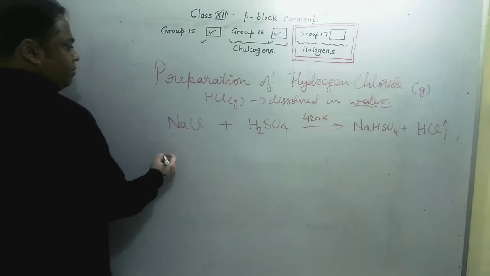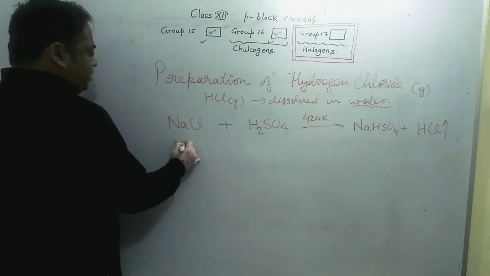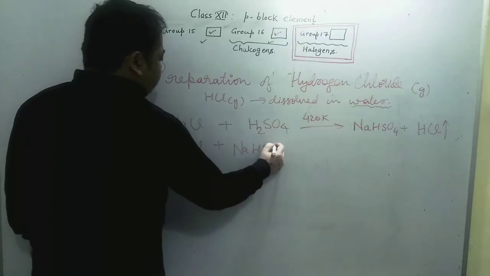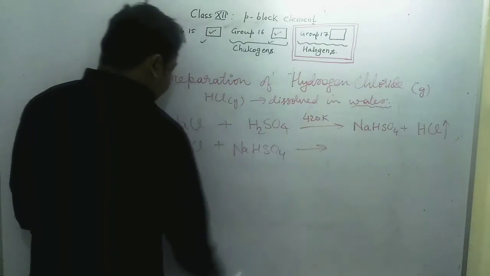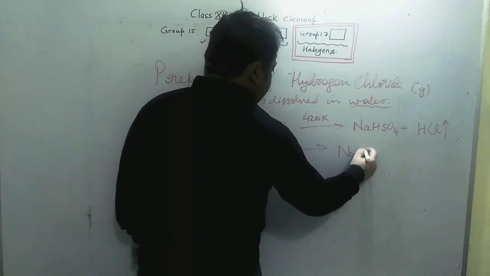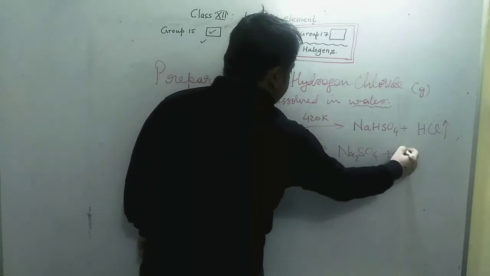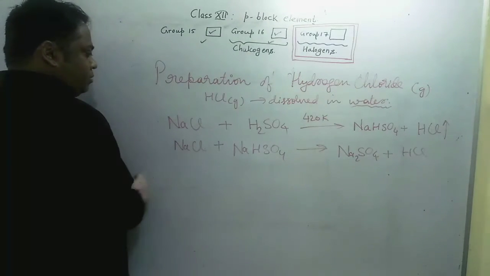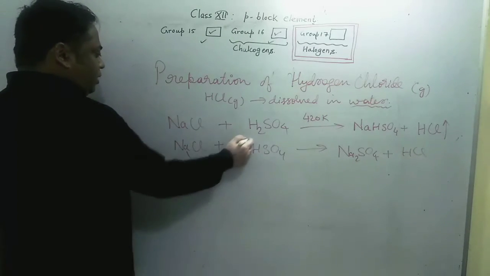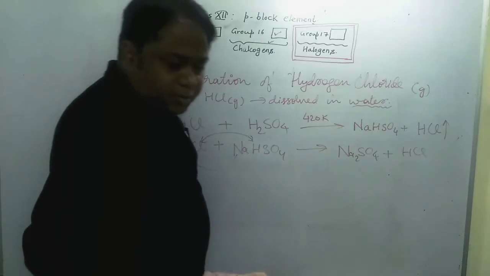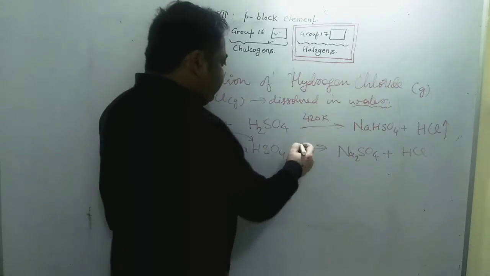Again, the remaining NaCl further reacts with NaHSO4 to form Na2SO4 plus HCl. At this stage, we give a temperature of 823 Kelvin.